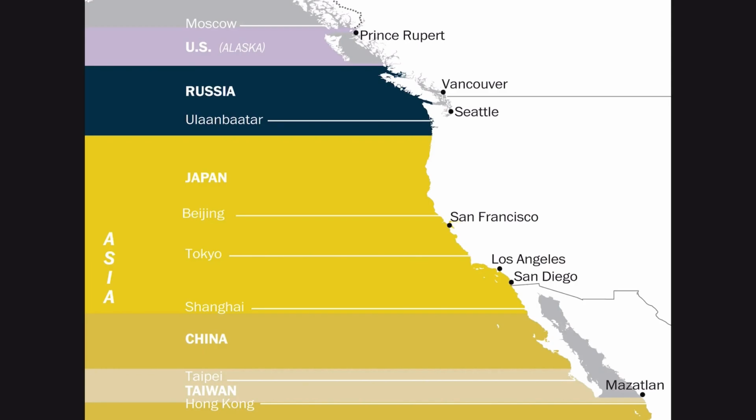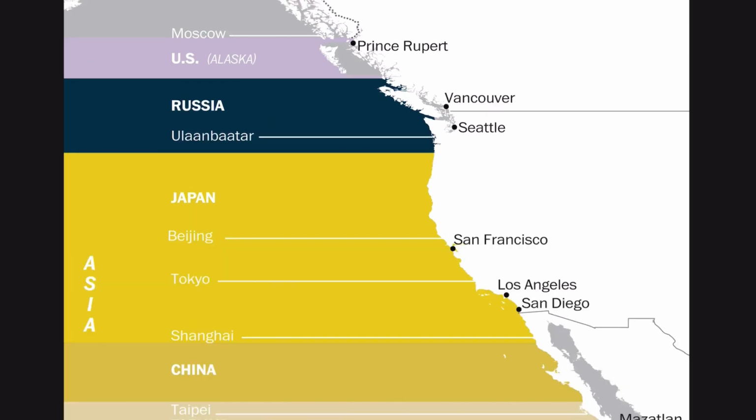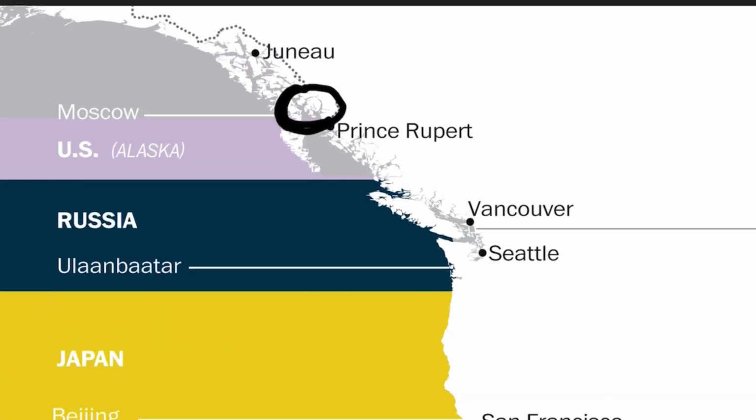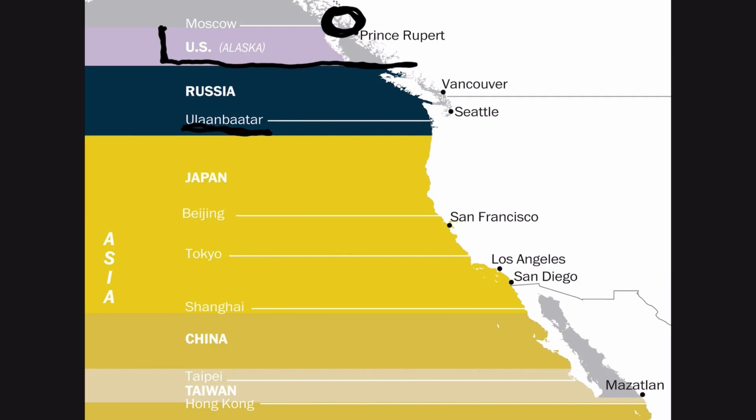And just zooming into the west coast of the North American continent, we can see that Moscow is all the way up here. Ulaanbaatar is the capital of Mongolia, and surprisingly, it's almost at the same latitude as Seattle. And just south of Seattle is where Japan finally comes into the equation. And Japan is a lot longer than most people think, going all the way down to the Baja Peninsula.